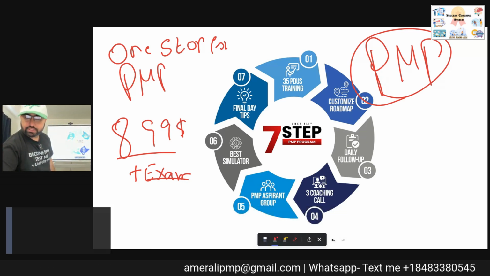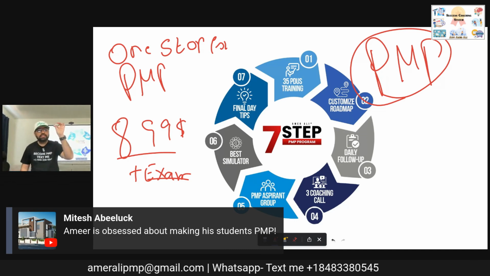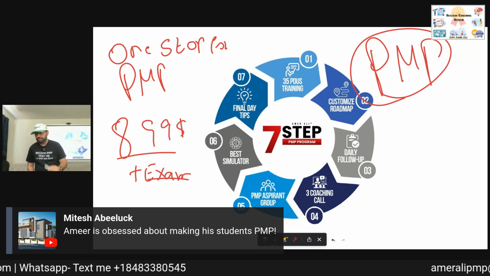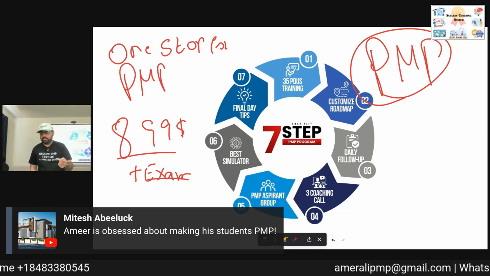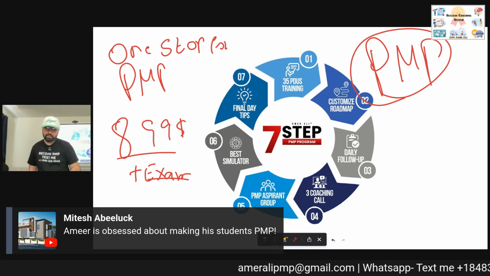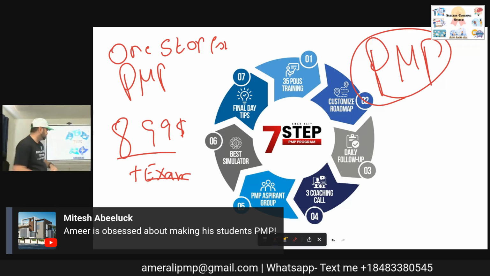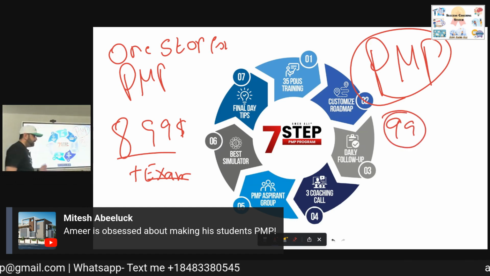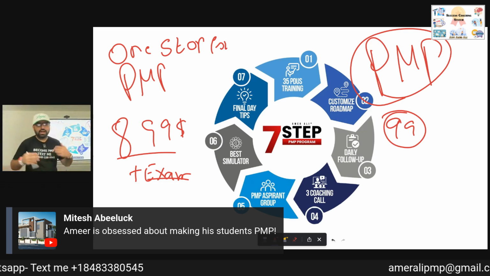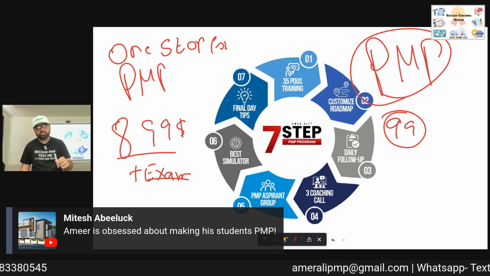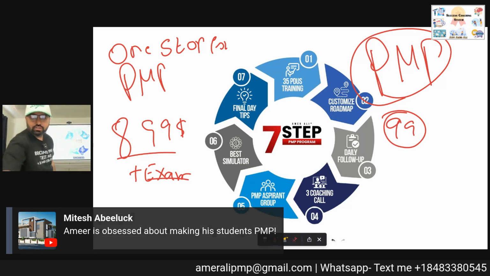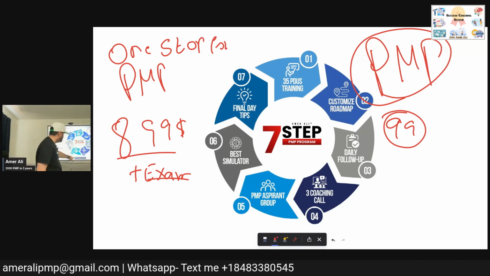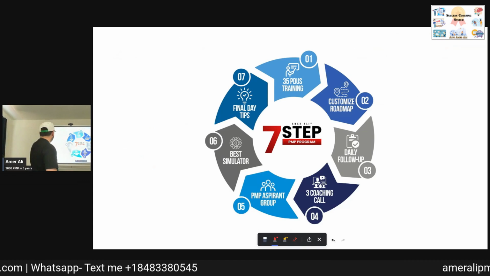Yes, true. This is Mitesh, you said it beautifully. Amir is obsessed about making his students PMP. When I wake up, I really want to have a 100% success record. I don't have it. My success record is 99% something, but let's put 99%. Every single student who failed, I consider my failure, and I make sure they become PMP. So simple as that. If you want to become PMP, register now and the class starts on 18th of July.